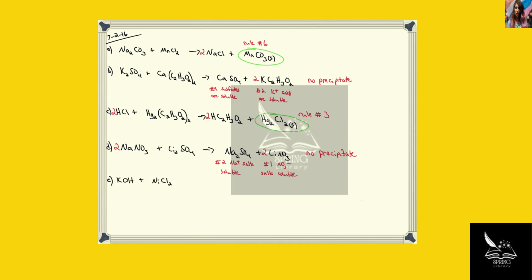Then for part E, we've got potassium hydroxide reacting with nickel(II) chloride, producing sodium chloride and nickel(II) hydroxide. Nickel(II) hydroxide is our precipitate. According to rule number 5, hydroxides are insoluble.